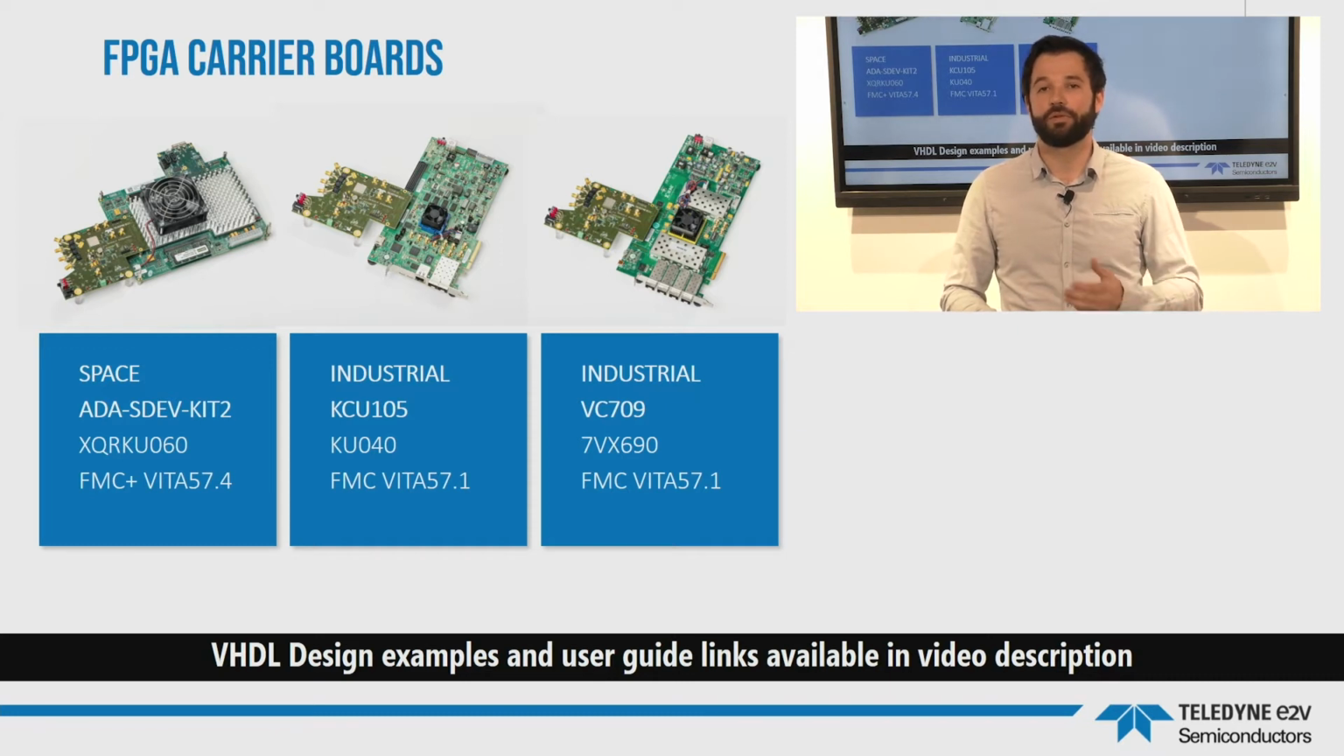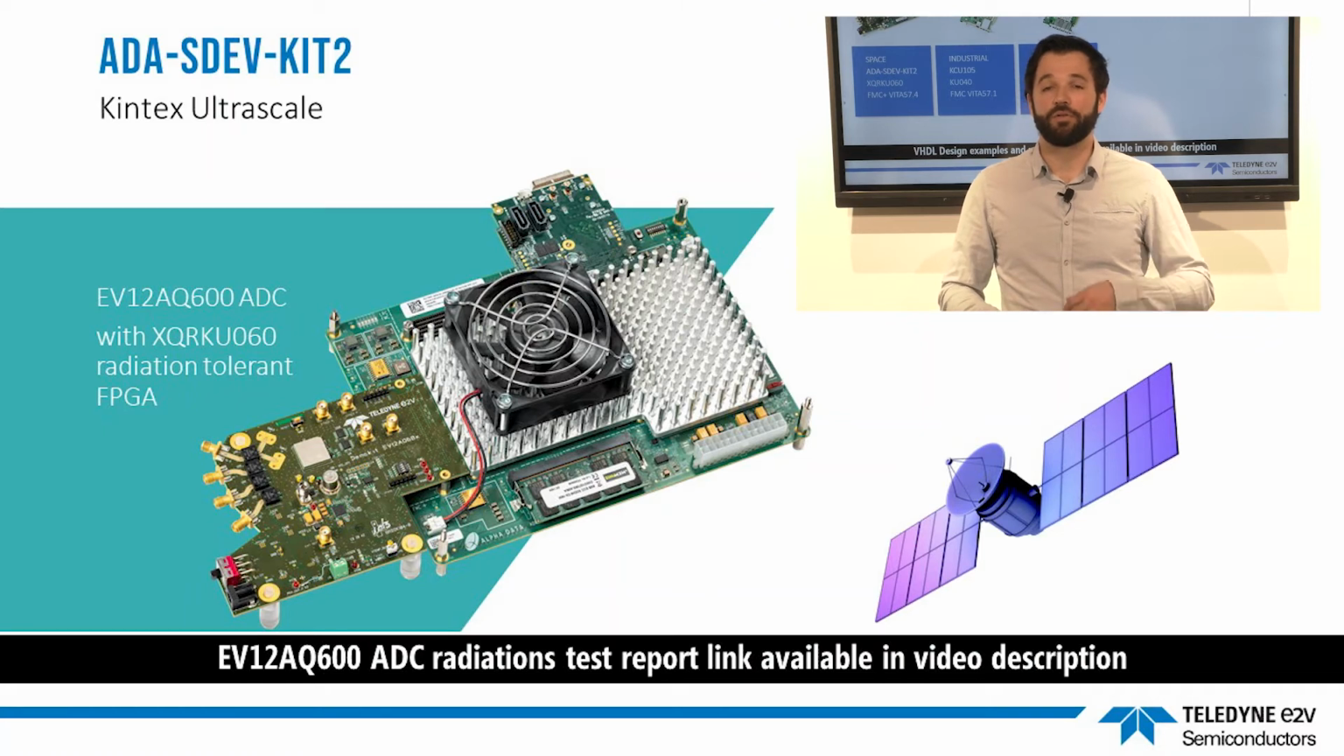Now, I would like to focus on one of these FPGA carrier boards. The AQ600 is space qualified, and extensive testing has confirmed the ESIstream serial interface is radiation tolerant. So, this ADC is an ideal companion to the space-grade radiation-tolerant FPGA XQR KU105. A link to the heavy ion report is also available in the description of this video.